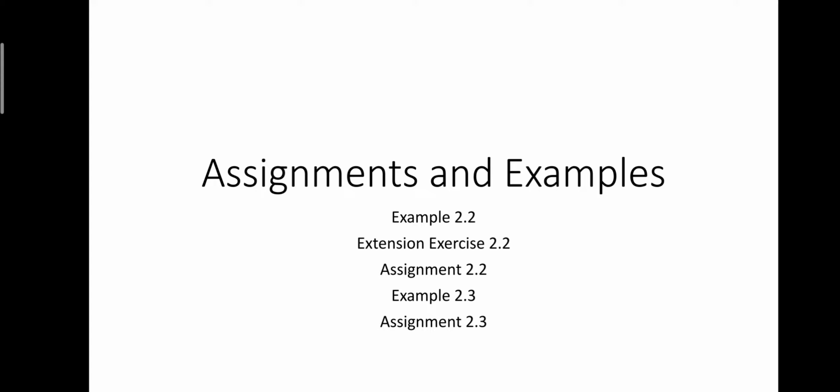We are going to discuss some assignments given in your book and some examples as well. So starting with example 2.